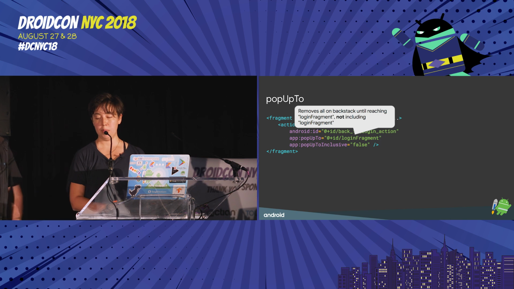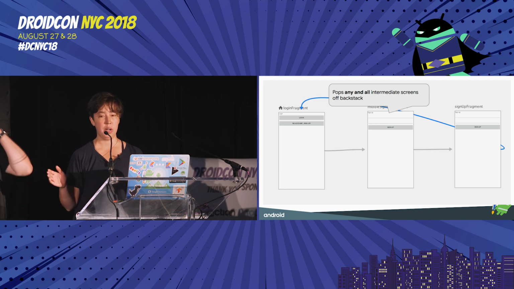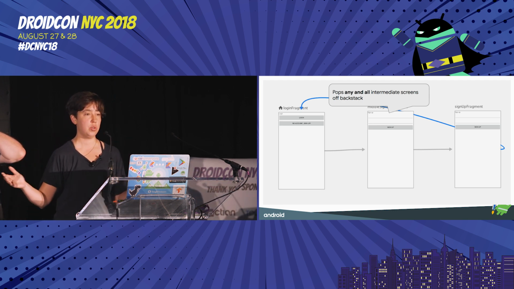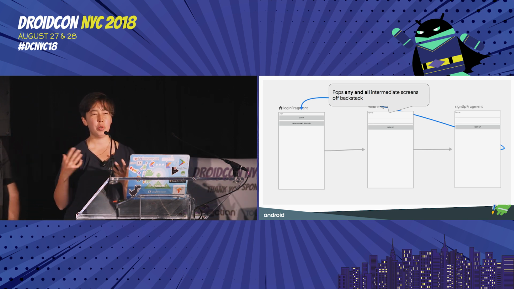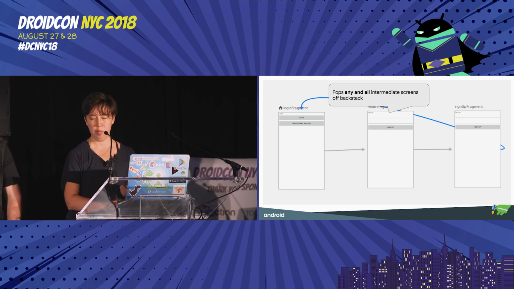And I've also set popUpToInclusive false, so that's not actually going to pop off the login screen itself. So in practice what that does is it pops off anything in the middle there. Right now I only have one screen, but I could have 10 screens right there and it would pop all of those off. So you don't have this weird backstack state where if you click the back button, you'd be going back into your sign up as a user flow.